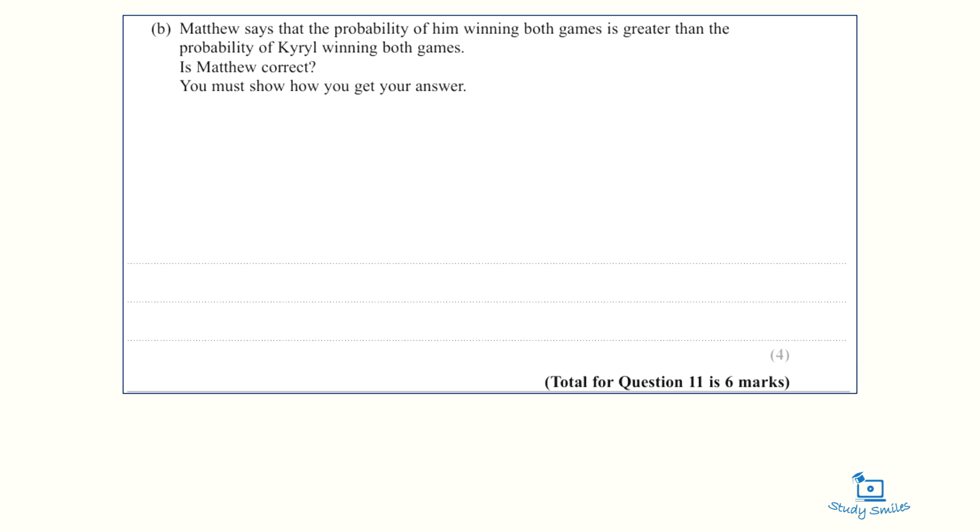Continuing with part B, Matthew says that the probability of him winning both games is greater than the probability of Kyle winning both games. Is Matthew correct? You must show how you get your answer, and this is for 4 marks.